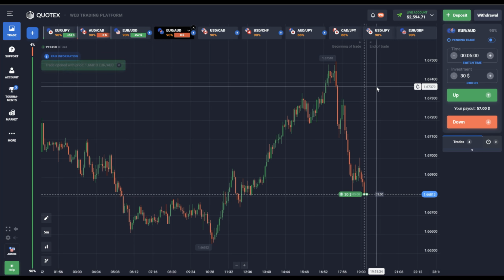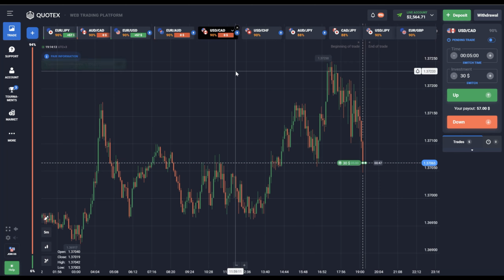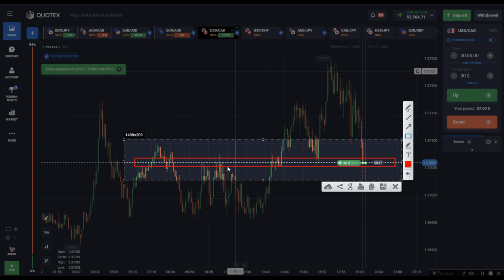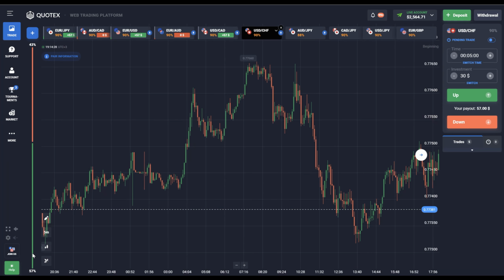Euro Aussie, looking for a long trade right at the zone. What was previously a strong resistance level has now become a solid support zone. Looking at this dollar Canadian support zone for a long trade, right in our zone, clear price reversals are now visible. And of course it's worth trying to make money here. Dollar Swiss franc, I'll also open a long trade.